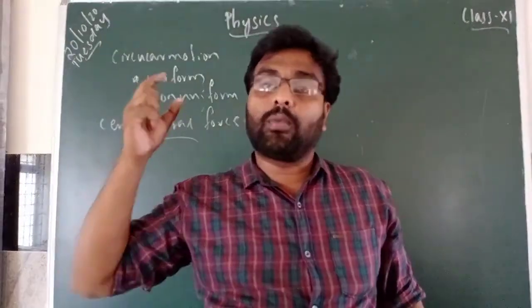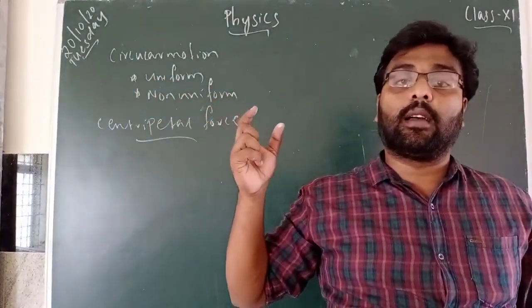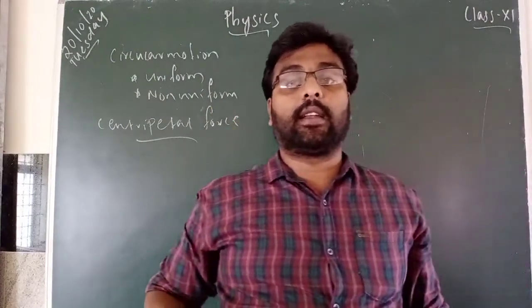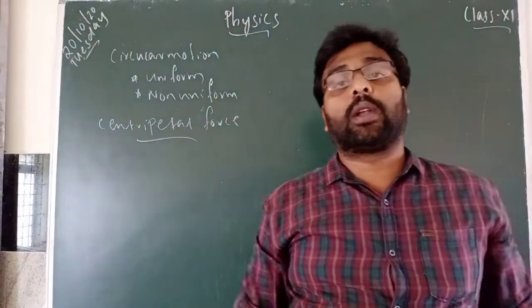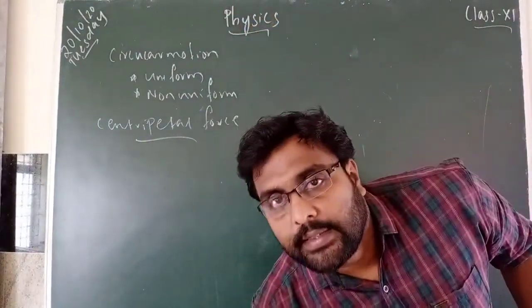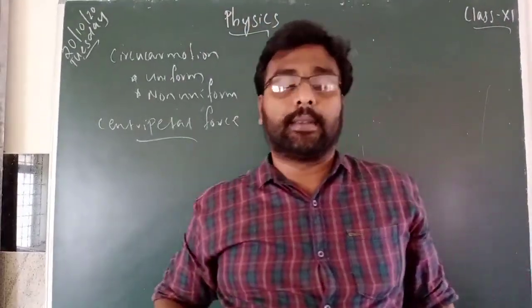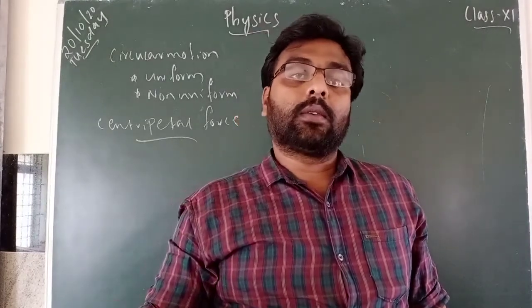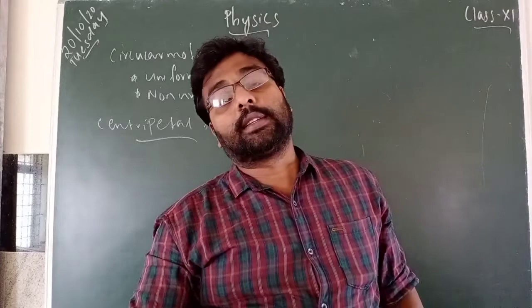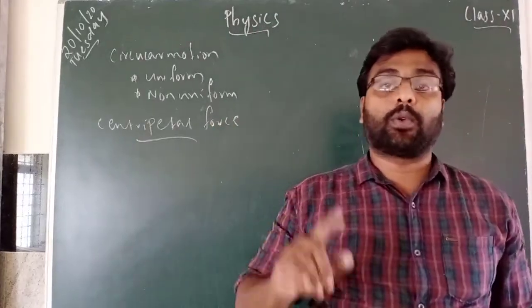The magnitude of the velocity can be changed without changing the direction. When you drop this chalk downward, any object which is falling downward, its velocity is increasing. So the velocity is changing, but the direction of the particle is not changing. This is the first point.